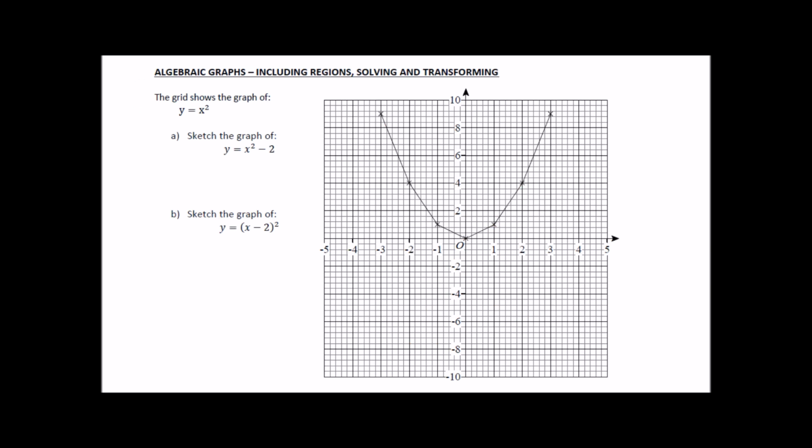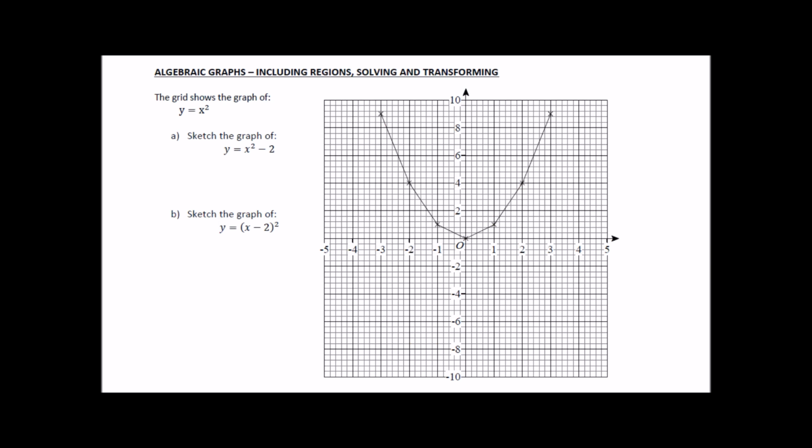Last question is just transforming graphs. So I've kept it quite a simple one here just to show you 2 key concepts. The thing with this question is that you've got to be really accurate. You can't just sketch and hope for the best. So it says, sketch the graph of y equals x squared minus 2. And as soon as you see that word sketch, people just draw it really inaccurately.